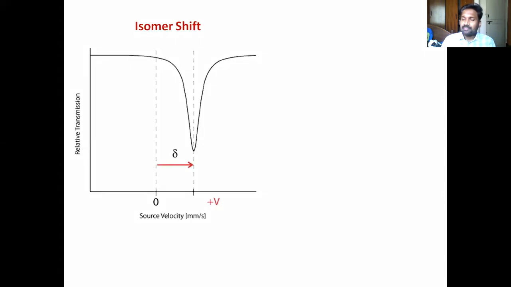The first one being the unequal sizes of the nucleus in the excited and the ground state. And the second main important factor is the electron density at the nucleus. We saw that if the electron density at the nucleus increases, that results in isomer shift. And what are the factors which increase the electron density? First of all, the occupancy of the s orbital electrons.